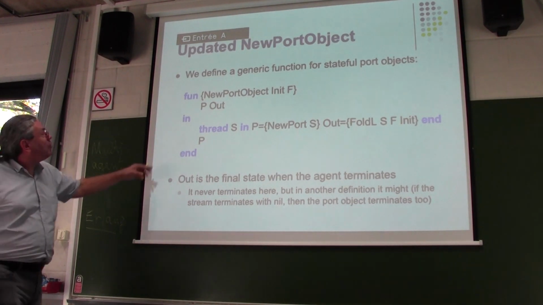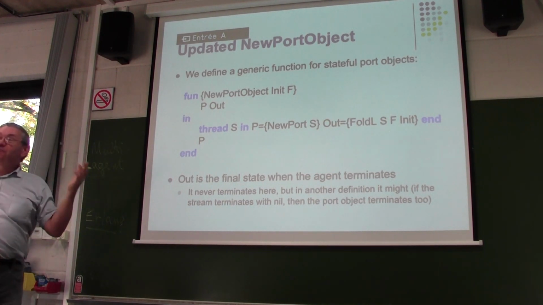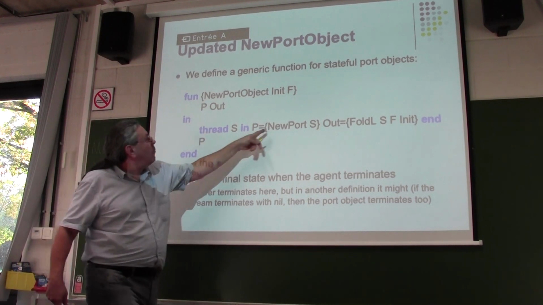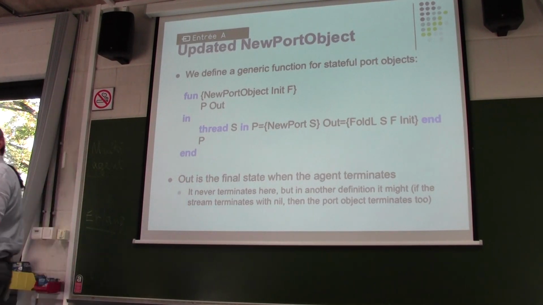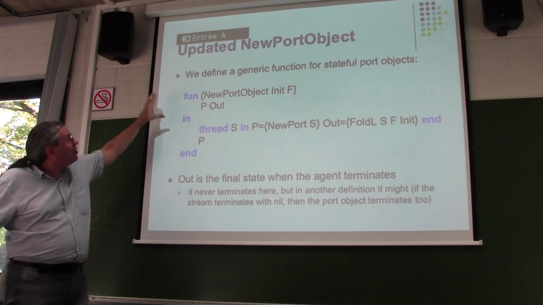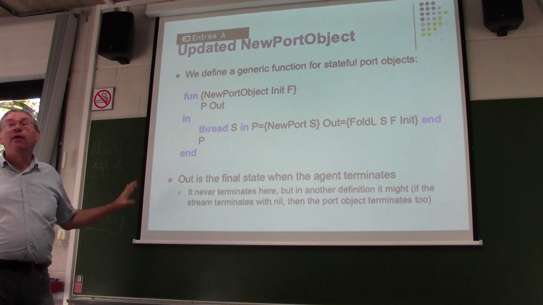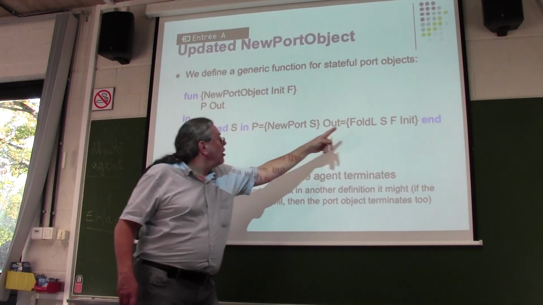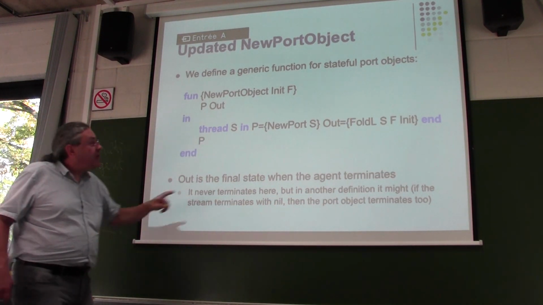Okay? But you can see that the new port object becomes very simple if we use fold. There's three things: a thread, a port, and fold. Those three things combined together make a port object. This is a fundamental abstraction, actually. This is a fundamental thing. You will see it everywhere, all over the place. A port with fold, and all of it is running in its own thread. Okay? But fold is a function.